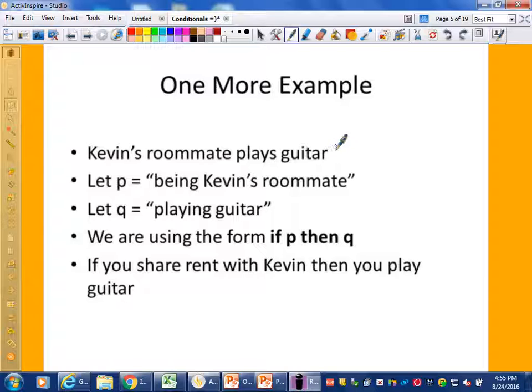One more example before we move on. If I give you the statement, Kevin's roommate plays guitar, your P would be being Kevin's roommate, your Q would be playing guitar. So, using the template of if P then Q, if you share rent with Kevin, then you play guitar. Now here, if you had said if you are Kevin's roommate, then you play guitar, that would have been also correct. The thing is here, everybody thinks differently and will write these statements differently. Just as long as you have your P and the Q in the right places, the statement should be correct.